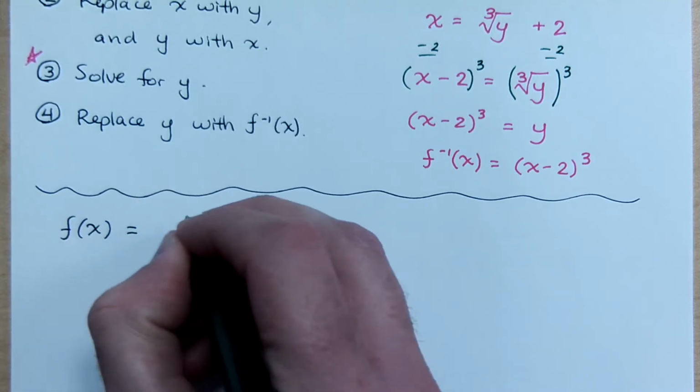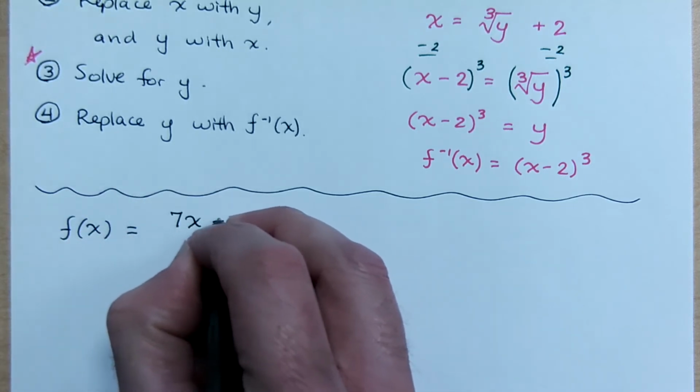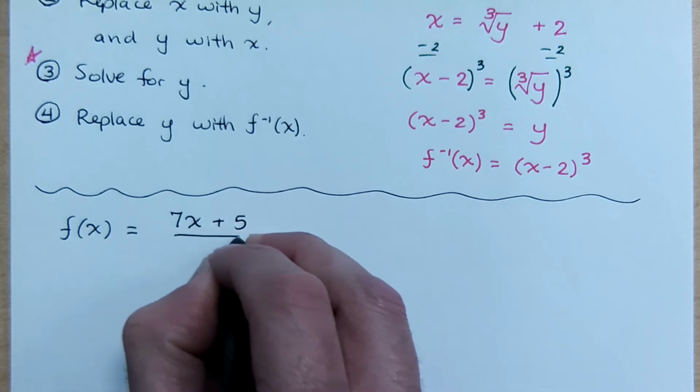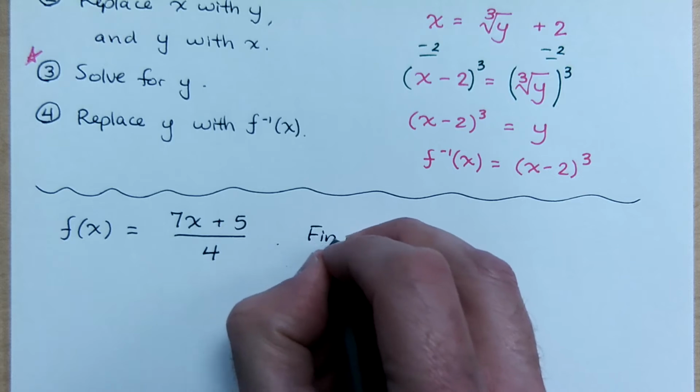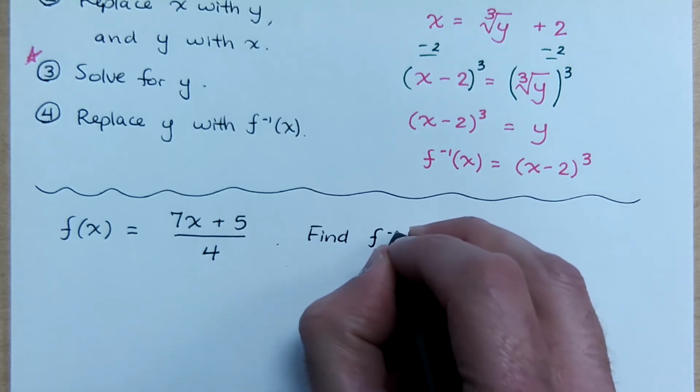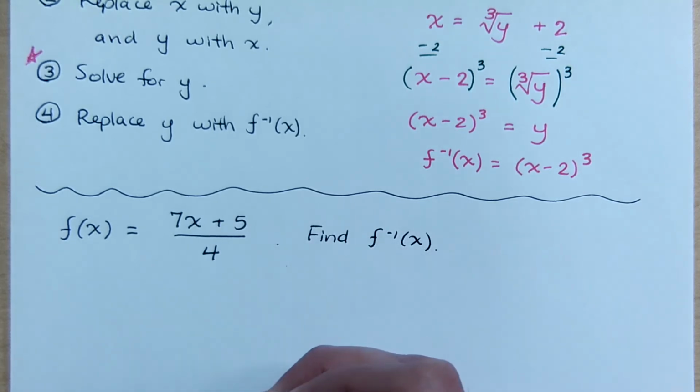If I say f of x is equal to (7x plus 5) over 4, and I want you to find the inverse function. Now the assumption here is that this is a one-to-one function. You can throw this into Desmos or your graphing calculator and you're going to find out that this guy's a line and it's got a little slant to it, so it's going to pass the horizontal line test.